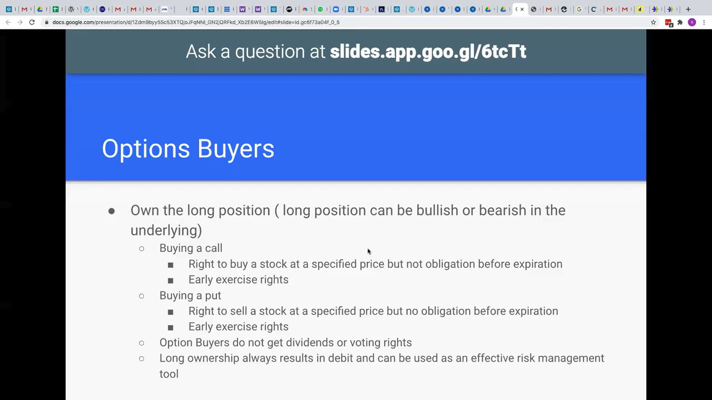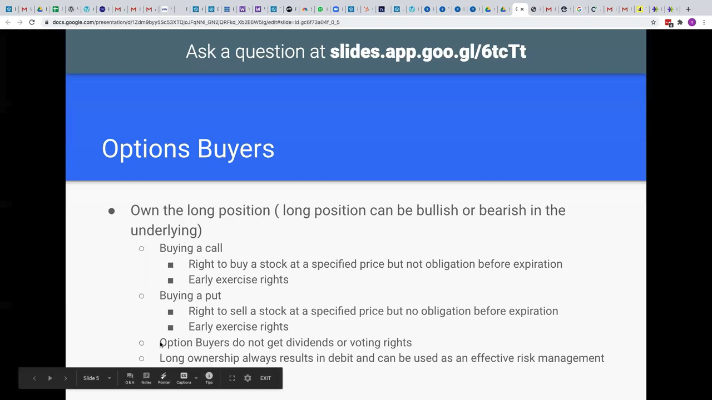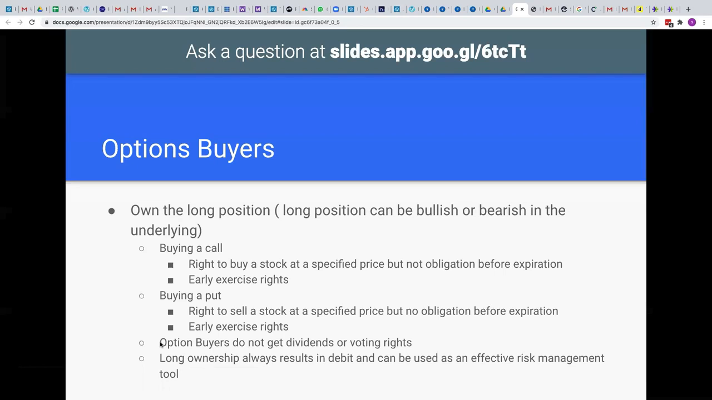And also, you have early exercise rights. That means you can sell it to a third party, and you can do all those things. Similarly, buying a put. Now, one thing you might want to see is that option buyers do not get dividends or voting rights. For example, if you own a stock, you would get a dividend. But option buyers, though the calls represent a long position in the underlying stock, you don't get any dividends or voting rights.